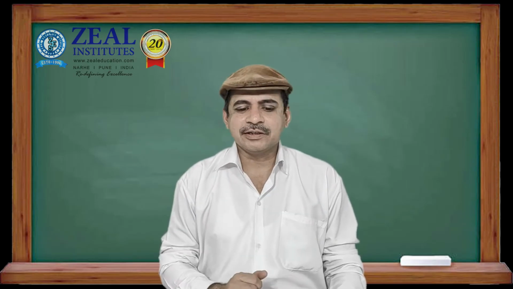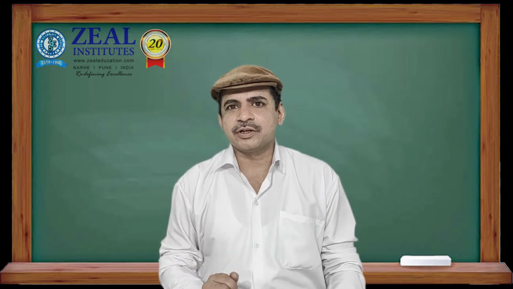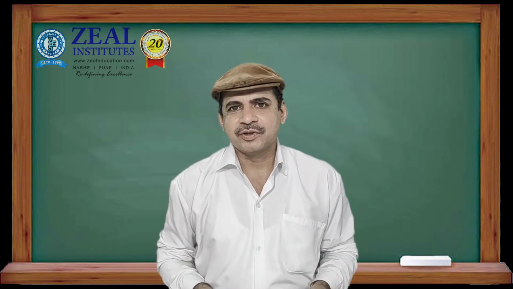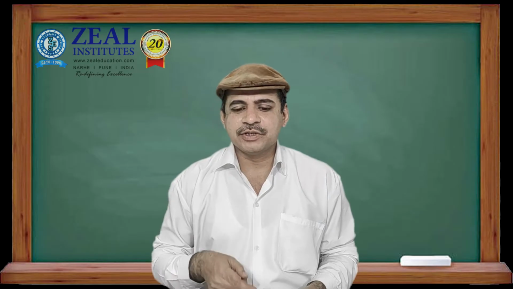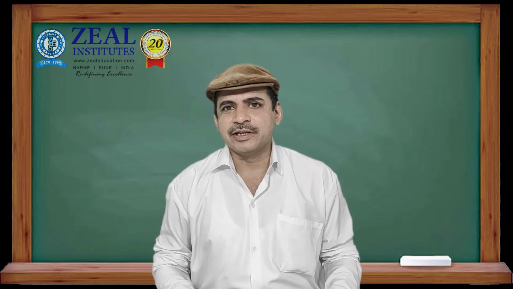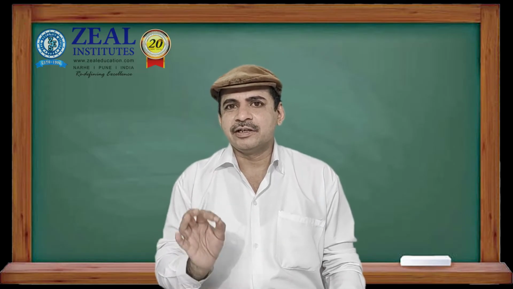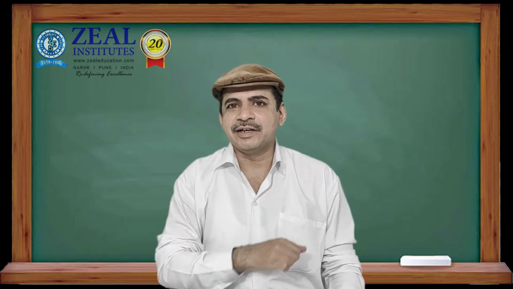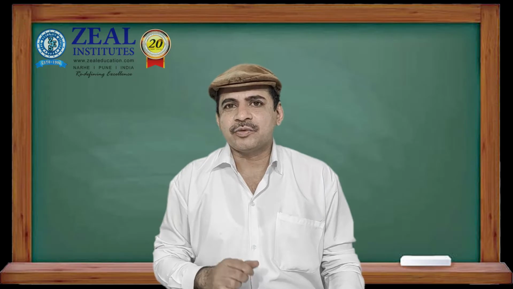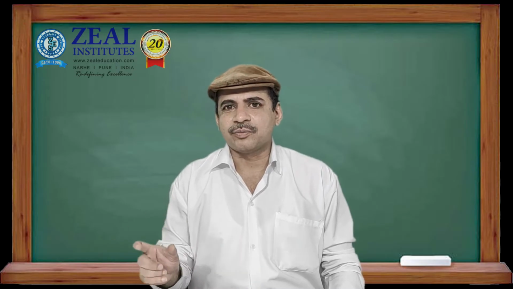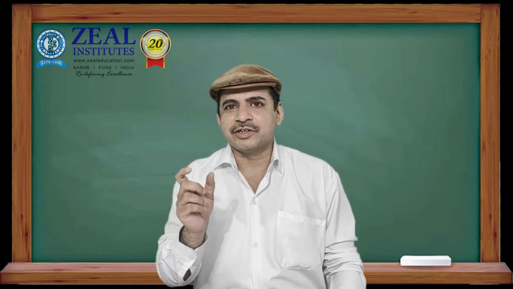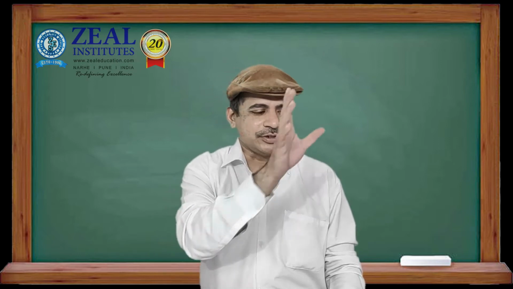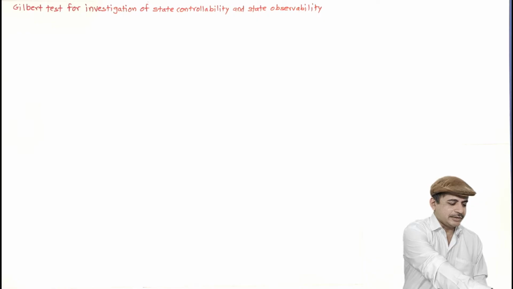There is another method, that is the Gilbert test, which does not require any kind of calculations. But the condition is that for using the Gilbert test, the system model must be in the diagonal or Jordan canonical form. So here we find one of the utilities of diagonal or Jordan canonical form, that is to investigate the complete state controllability and complete state observability without doing any calculations. So let us start with it.